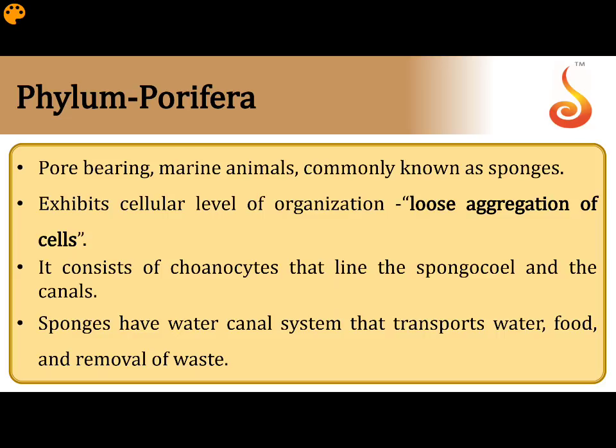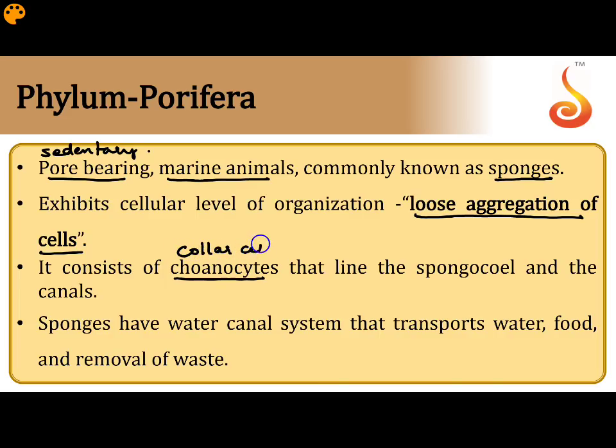So let us see it step by step. As I have already told, they lead a marine habitat. They are sedentary, pore bearing structures commonly called sponges. You can imagine that something has small pores which would look like a sponge, and hence the name sponges. I also have told you all the importance of loose cell aggregation. Choanocytes or collar cells line the spongocele, which forms the water canal.